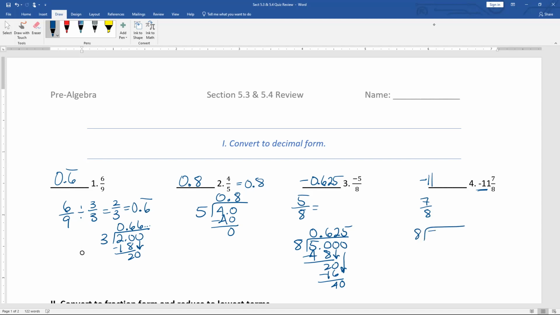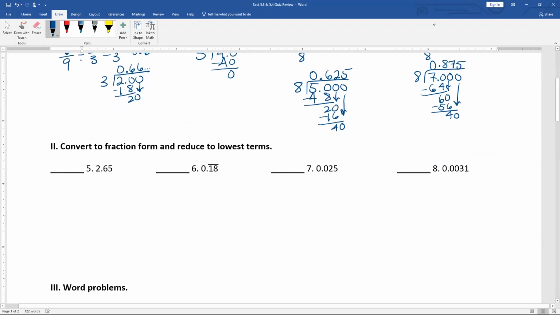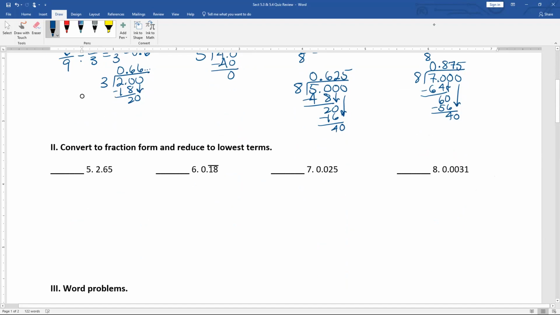So 8 goes into 7, none. 8 goes into 78 times, that becomes 64, which leaves a remainder of 6. So we bring that down, and you have 7. 7 times 8 is 56, with a remainder of 4, and there's your 5. 8 times 5 is 40. So it's negative 11.875. All right, going in the other direction, we want to convert these decimals to rational numbers.